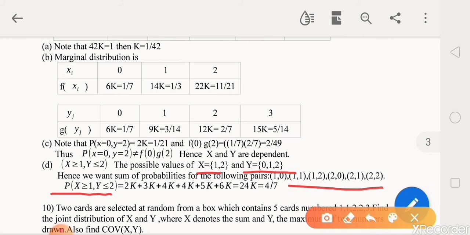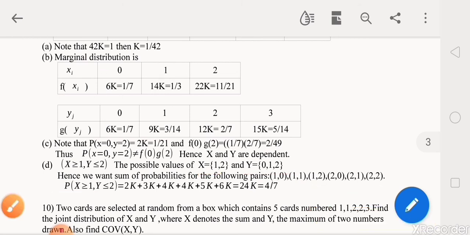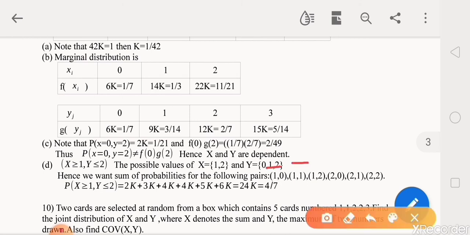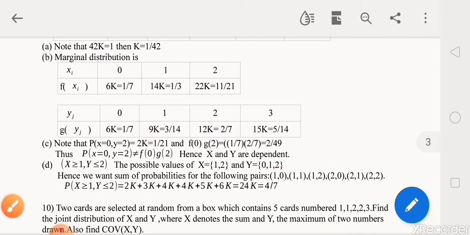And it is found that probability when x greater than or equal to 1, y less than or equal to 2 is equal to sum of probabilities where x, y varies as (1,0), (1,1), (1,2), (2,0), (2,1) and (2,2). From the joint probability table, we can write all those values, find the sum and substitute for k, that is 4 by 7.